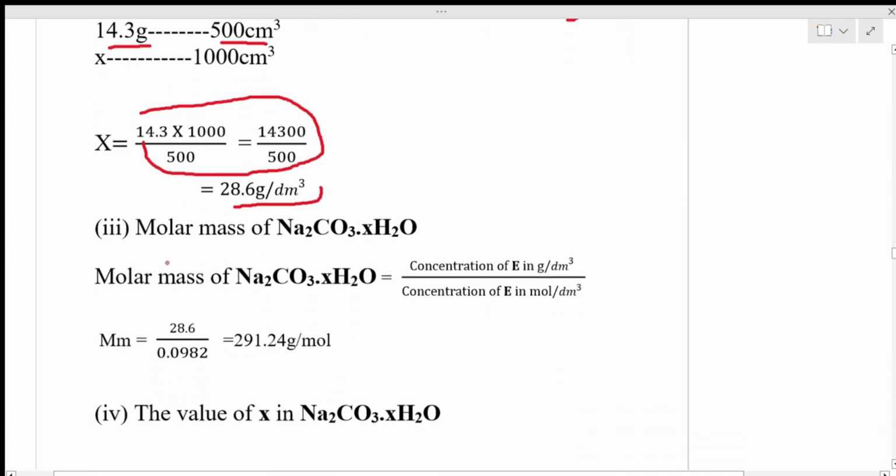All right, molar mass. Let's look at molar mass. The formula I'm going to use is that the molar mass is going to be the concentration of E in gram per dm3 over the concentration of E in mole per dm3.